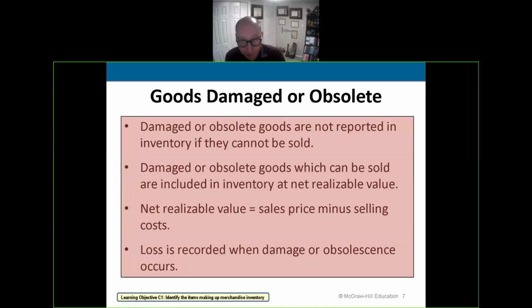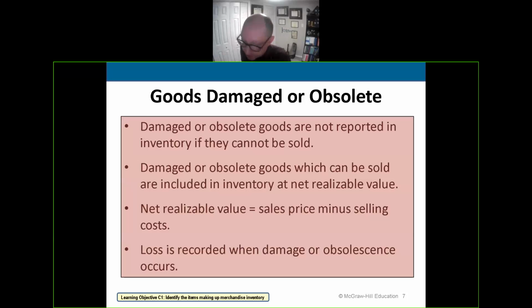Damaged goods, we know what those are. Defective. They can either be sold or not sold, but usually not. Damaged or obsolete goods are not reported in inventory if they cannot be sold. Why would I have something in my inventory if I can't sell it? I wouldn't. Damaged or obsolete goods which can be sold are included in inventory at what we call net realizable value.